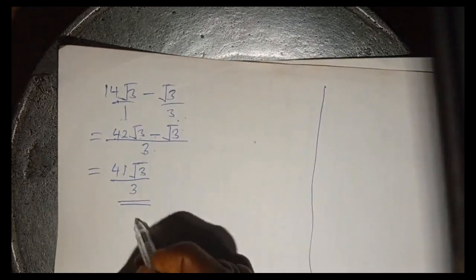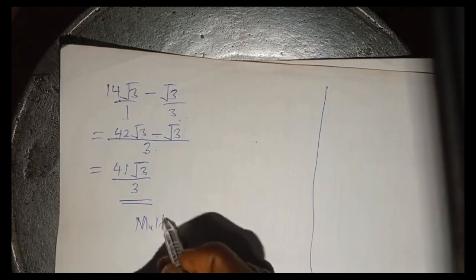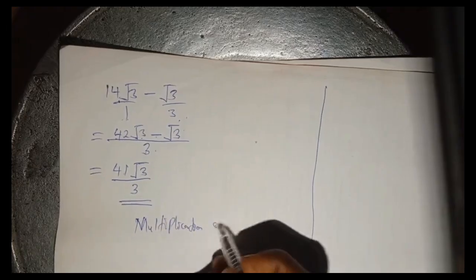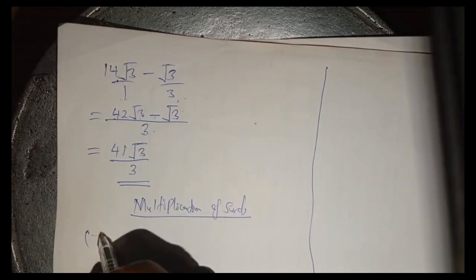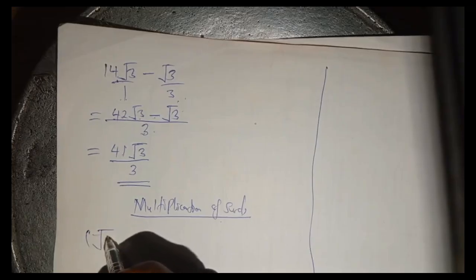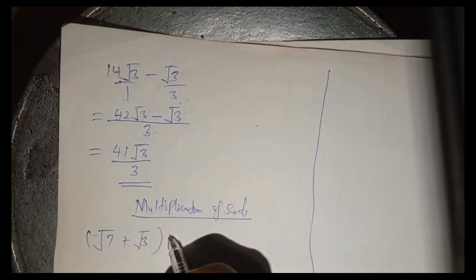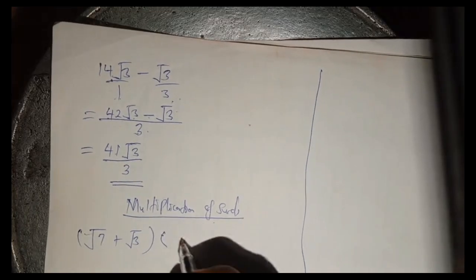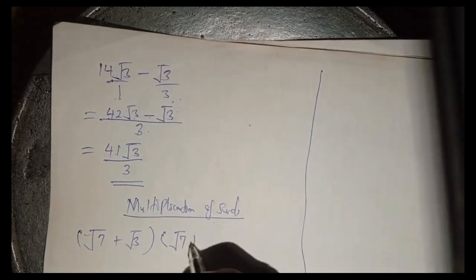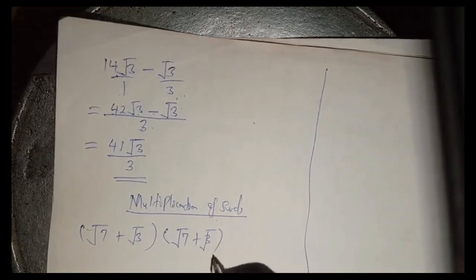So now multiplication of sorts. Example, simplify root 7 plus root 3 into root 7 plus root 3, for instance, right?